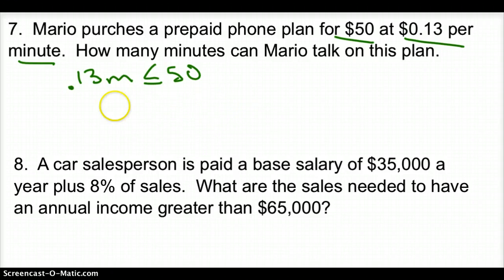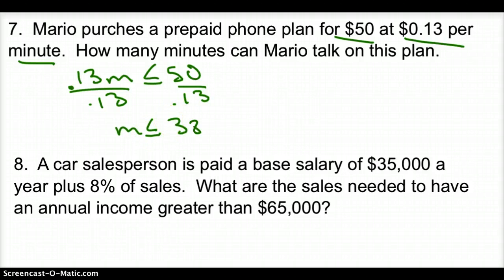50. Now we just have to solve for m, so we divide by 0.13, divide by 0.13, so m is less than or equal to 384.6. But now, can we have 6/10 of a minute? No. The phone companies will always round down because it's all about money for them. So m is less than or equal to 384 minutes.